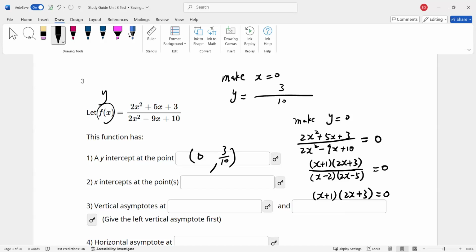Just to let you know, in case the top and the bottom have a common factor, then that value is not going to be an x-intercept, because there is going to be a hole there. So we make the numerator be 0. When this factor is 0, x assumes -1. To make this factor be 0, x assumes negative 3 halves.